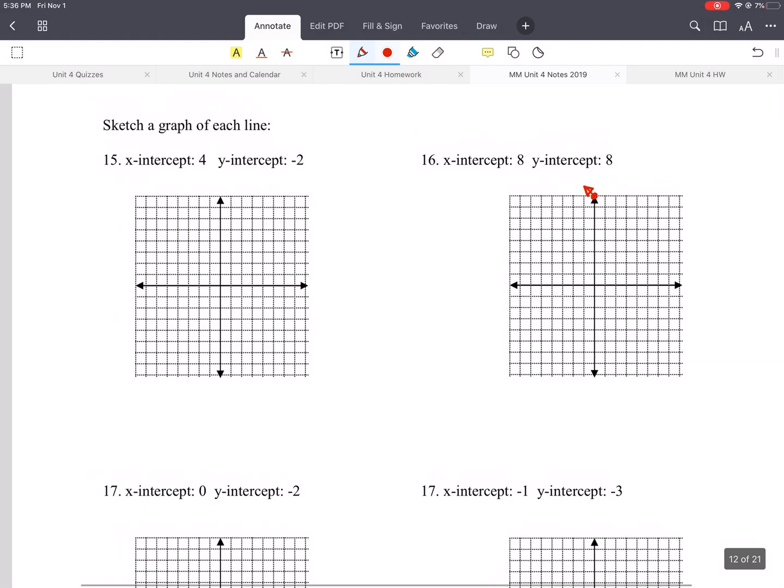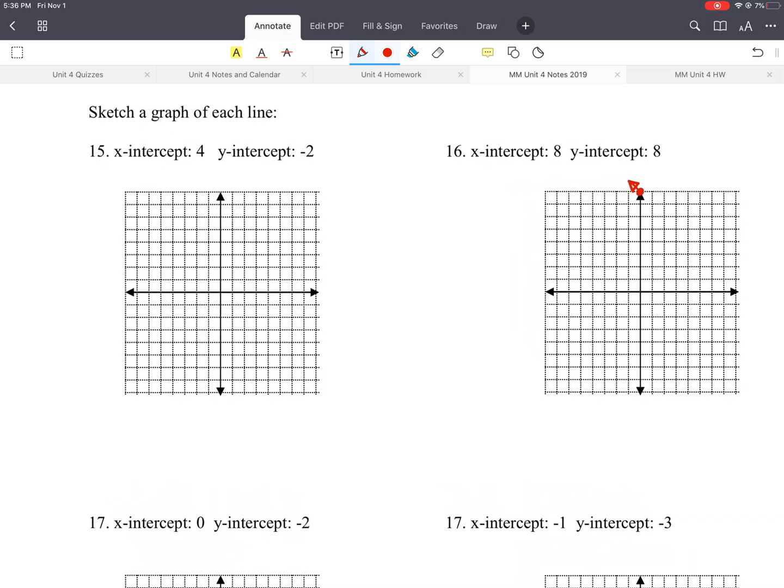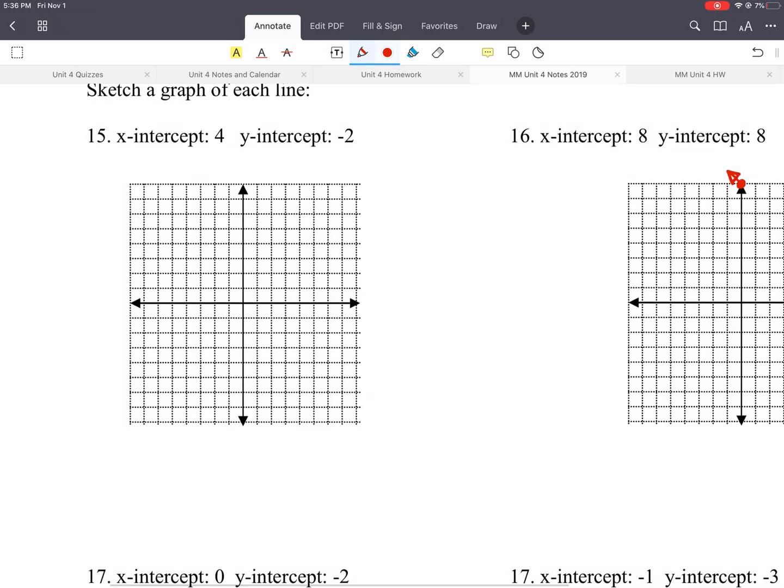Okay, next it says sketch the graph of each line. So here they give us the x and y-intercept. So x-intercept here would be 4, y-intercept would be a -2. Okay, and then we find out that we have a rise over run, which would be 2/4. So it would continue with that same pattern to make our full graph.